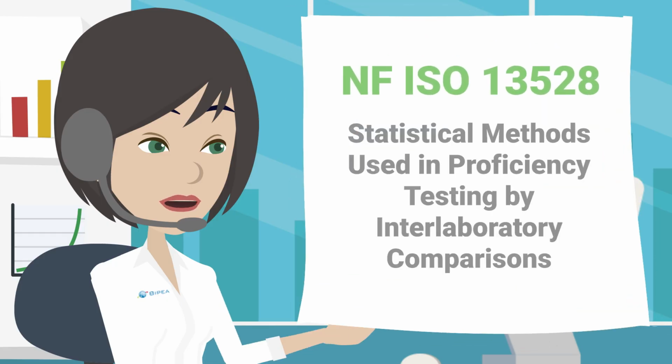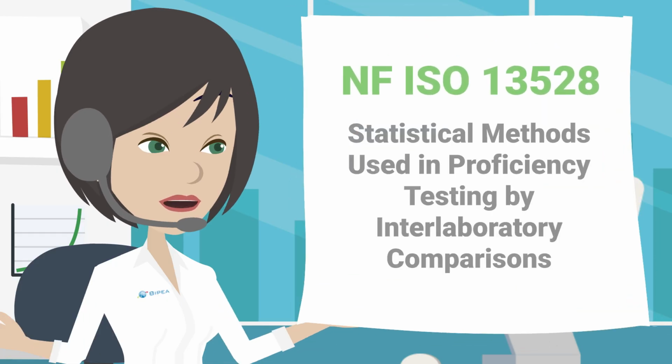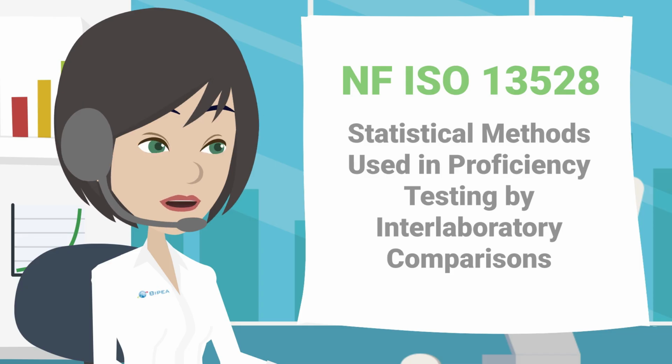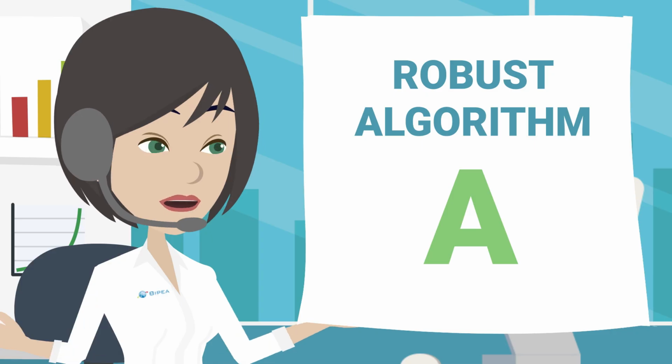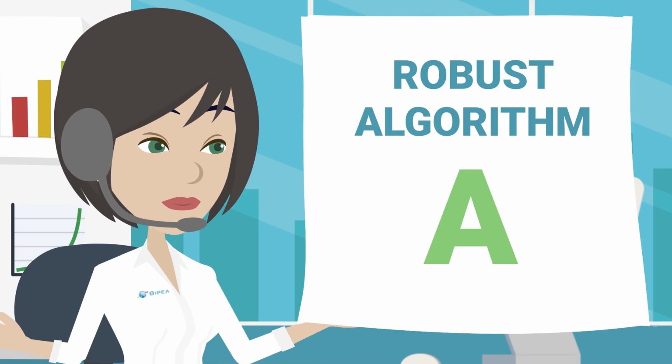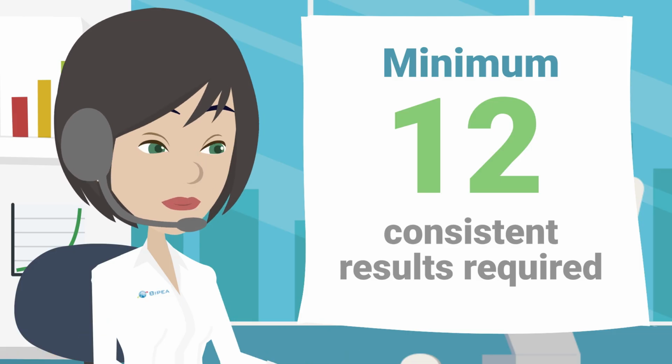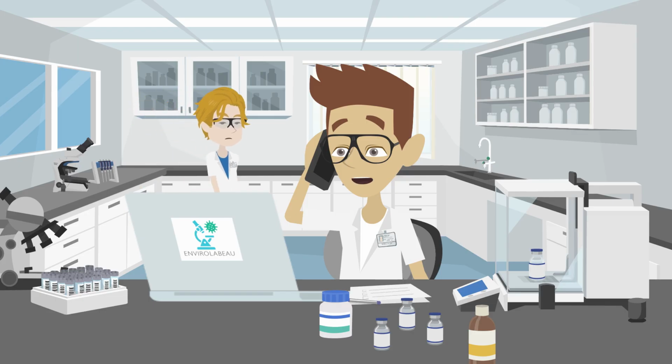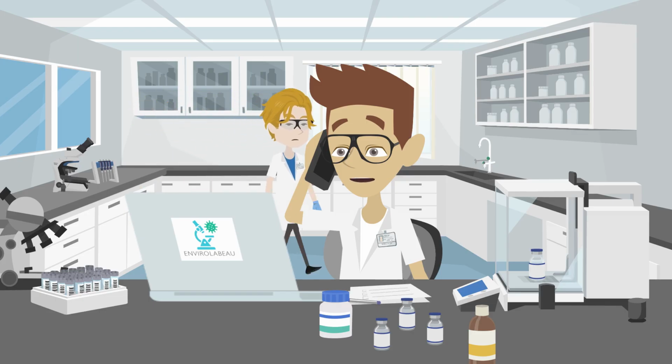The requirements of the statistical standard governing data processing highlight the risks associated with small sample sizes and recommend using robust statistics, such as those implemented by BIPEA with the robust algorithm A. To reach this threshold, a minimum of 12 consistent results is required. Below this number, we must be cautious. So, if there are fewer than 12 results, does that mean my results aren't usable?